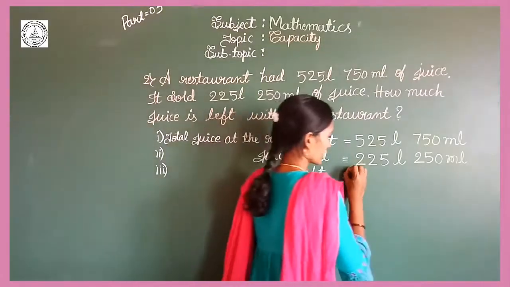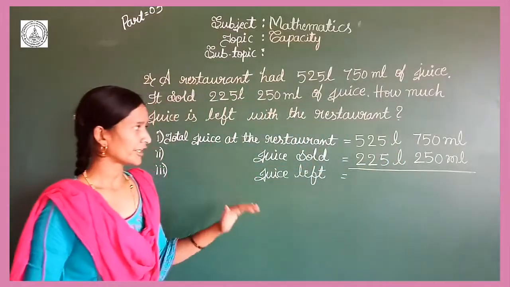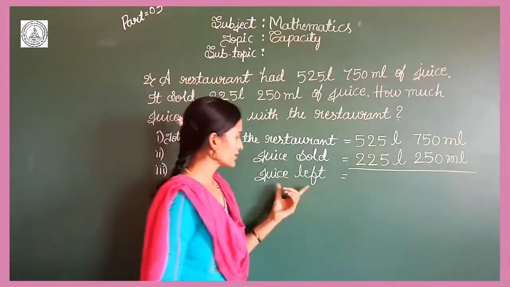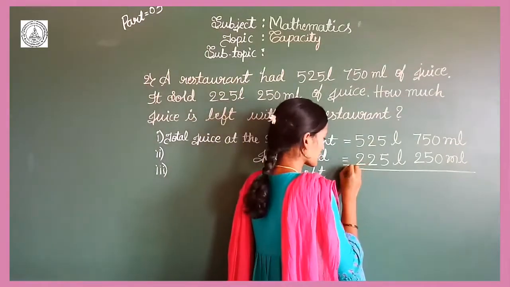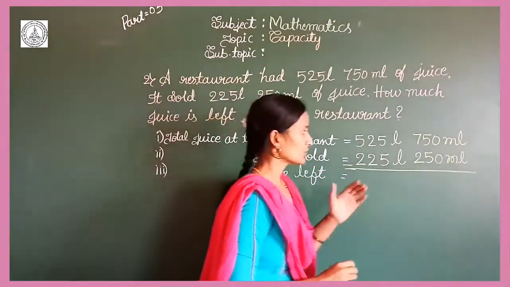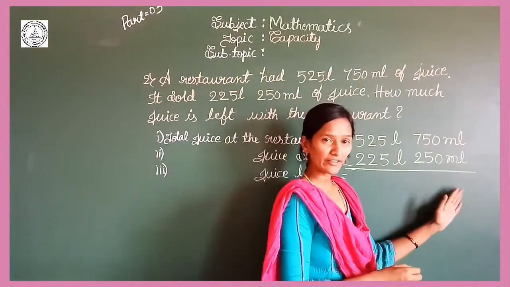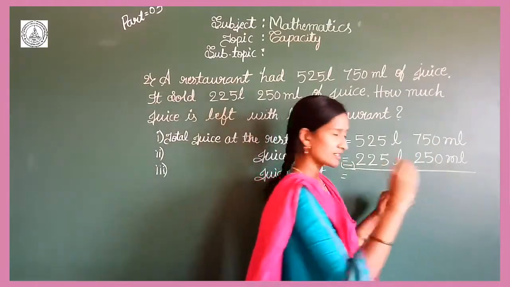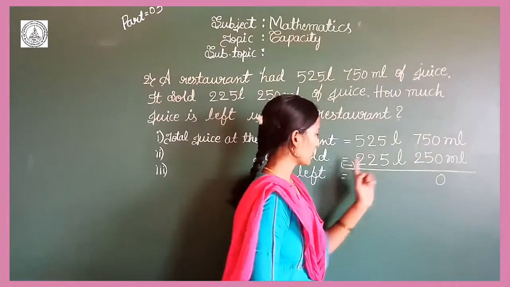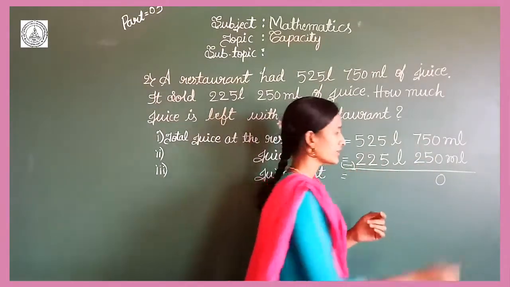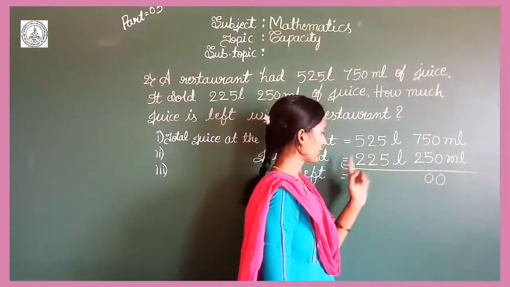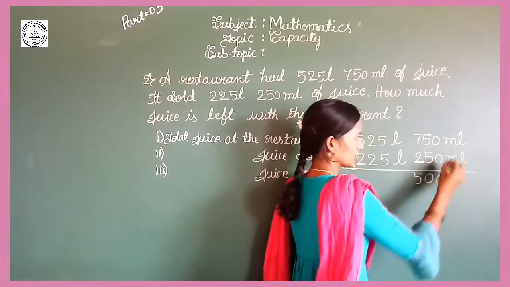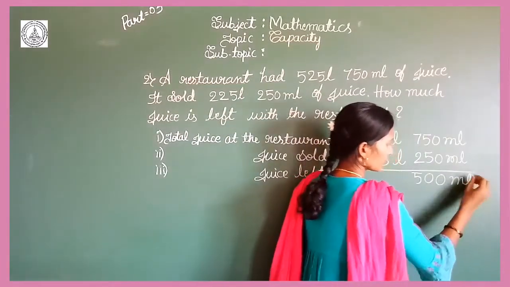Okay. So next, here we are going to find out how much juice is left with the restaurant. So how much juice left means you have to do subtraction operation. Yes. So you always subtract the milliliter part first, after that the liter part. Yes, look here. 0 minus 0. It is 0. The next, 5 minus 5. It is also 0. The next, 7 minus 2. It is 5. Write here 5. See, here is milliliter, so write here also milliliter.